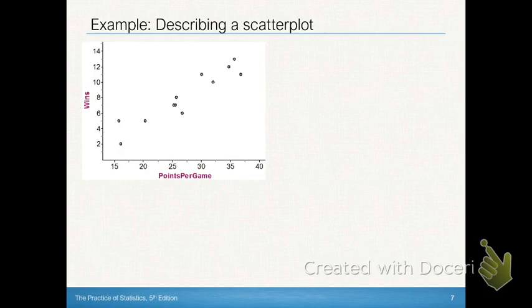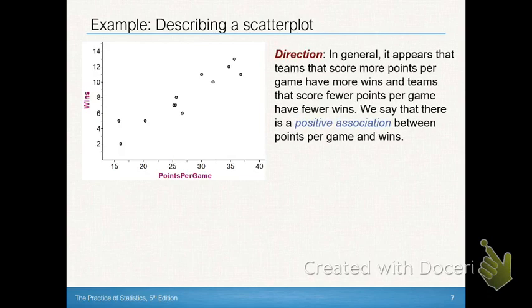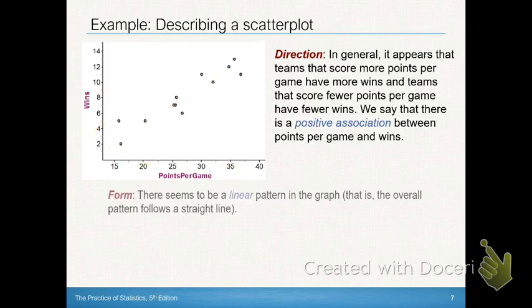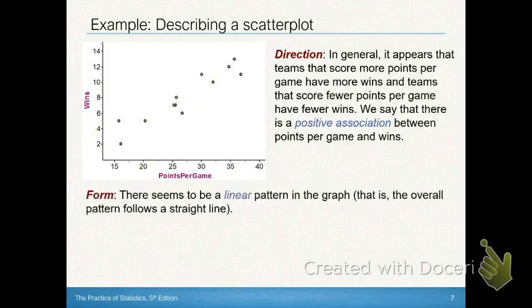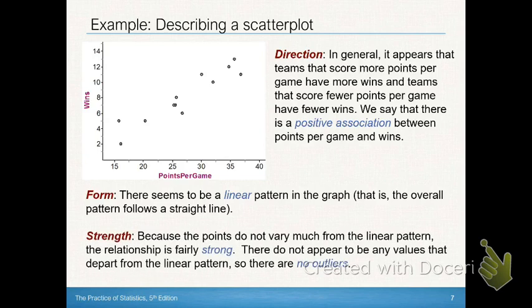So here's another example. In terms of the direction, if we were to draw a line as best we could through these points, it would have a positive slope. So we'd say the points per game increase as the winds increase. So that would be a positive association. Form, this one does look more linear than the last one where we saw that curve. So it looks like it's fairly linear. And our strength, again, we're going to get some rules for that later, but they're pretty close to being aligned, so we're going to say it's fairly strong.